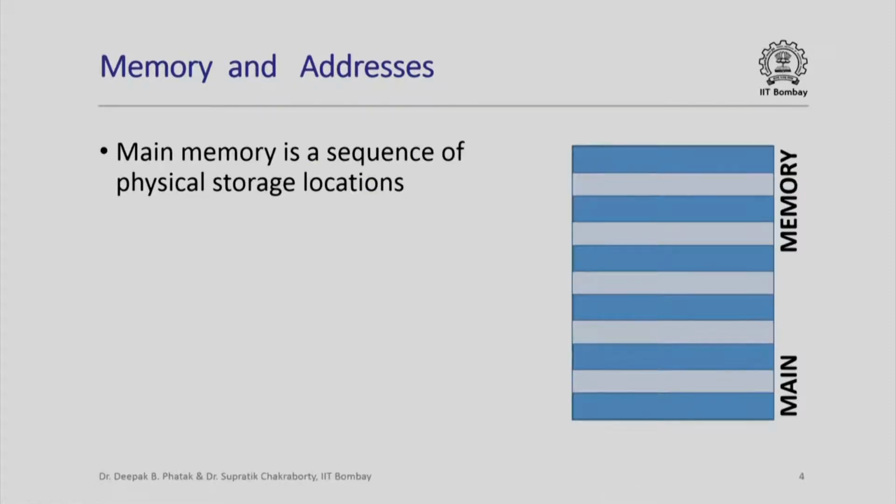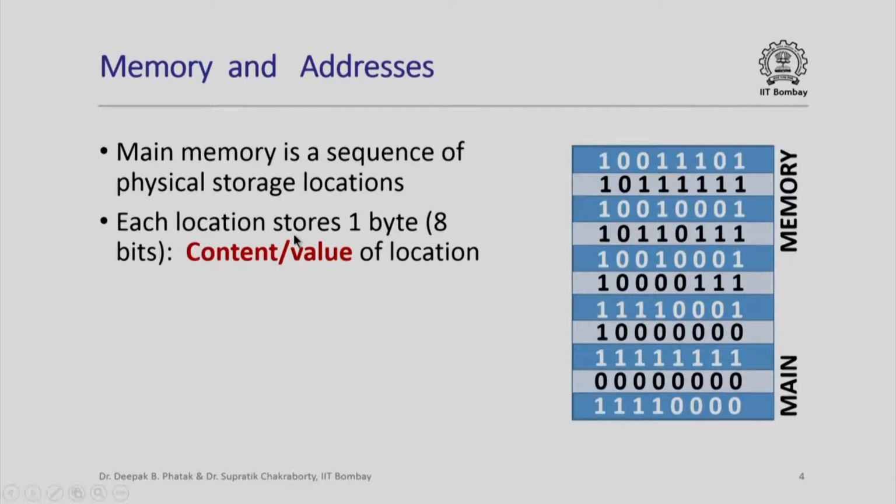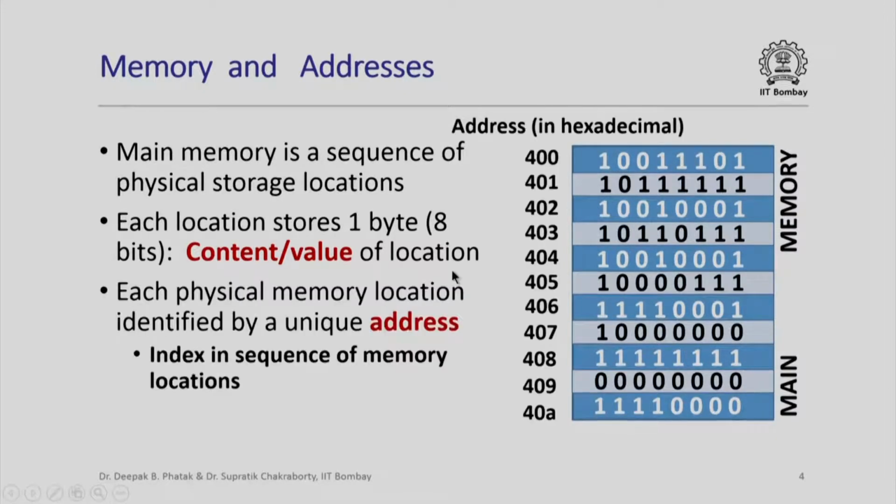Main memory is really a sequence of physical storage locations. So I have denoted here the different locations by different colors. So this is one location, this is the next location, this is the third location, and so on. Now each location can store 1 byte or 8 bits of information. We will call that the content or value of that location. So for example, this location stores the content 10111111, and each physical memory location also has a unique address by which it can be identified.